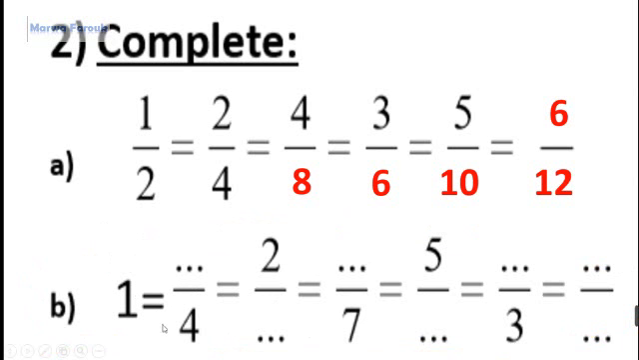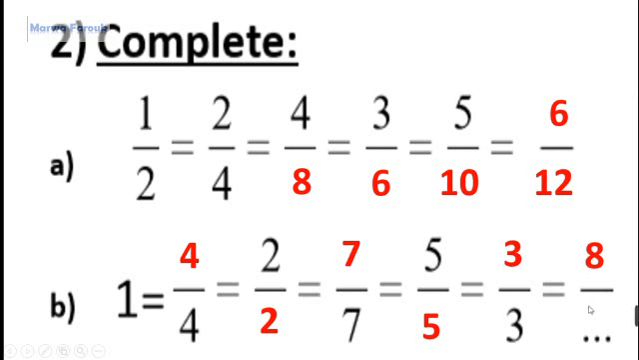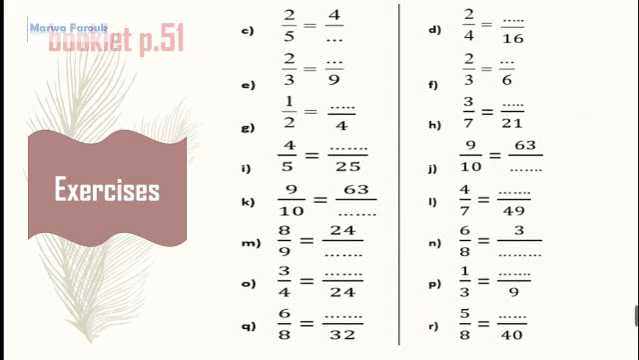We know that in the whole one, the numerator must be the same as the denominator. So we will write here 4 and here 2. Here 7, 5, 3, and here we can choose any number. We can say 8 over 8. Excellent. Is it easy? Okay, let's move to more exercises.